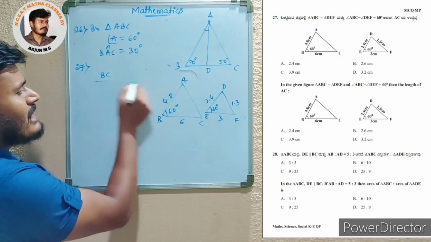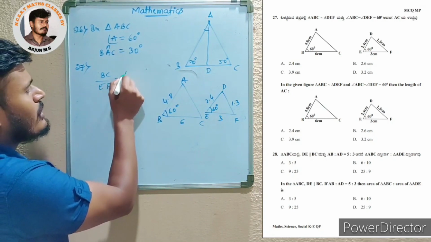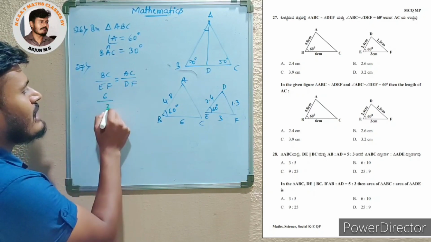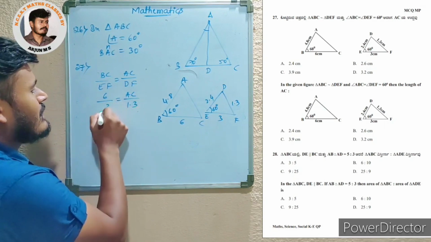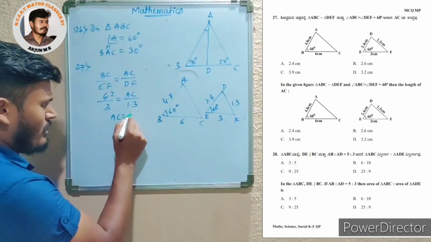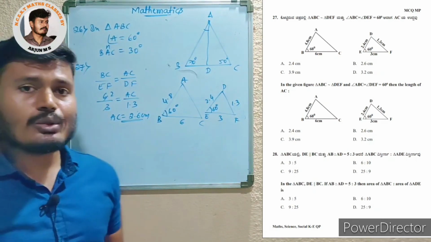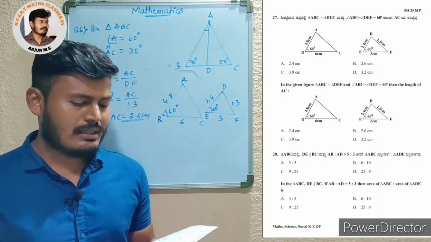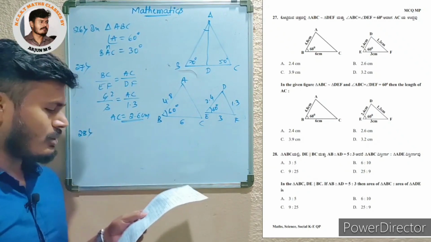We know that if these two triangles are similar, then BC by EF is equal to AC by DF, right? BC is 6 and EF is 3, which is equal to AC, which is not given, by 1.3. Transposing 1.3 to the LHS, we get AC is equal to 1.3 into 2, which is 2.6 centimeters. So option B is the correct answer, 2.6 centimeters. Now we are moving on to the 28th question.